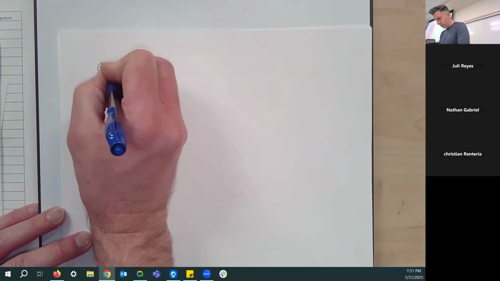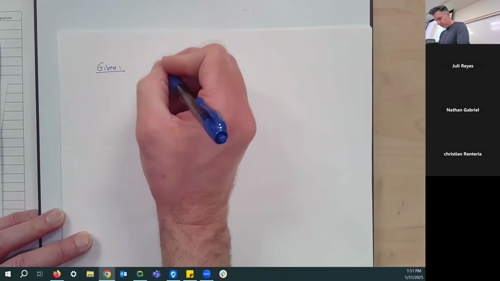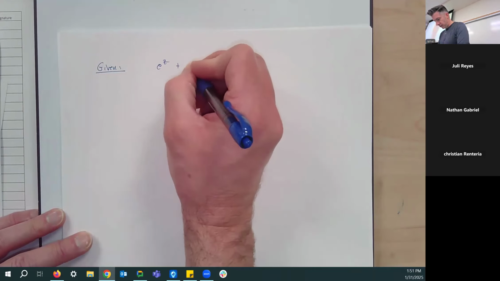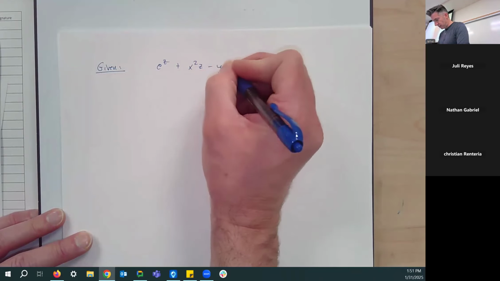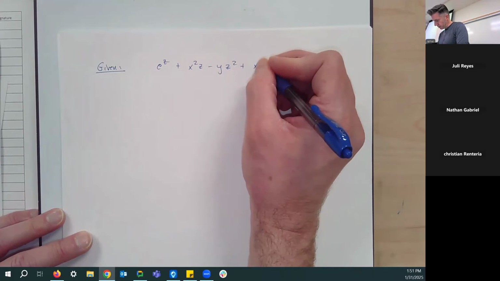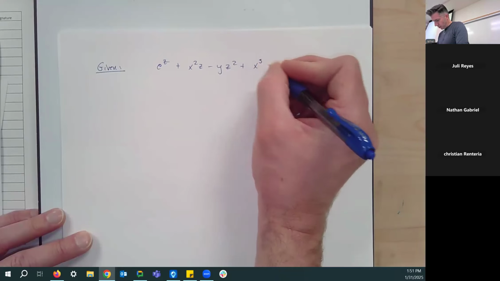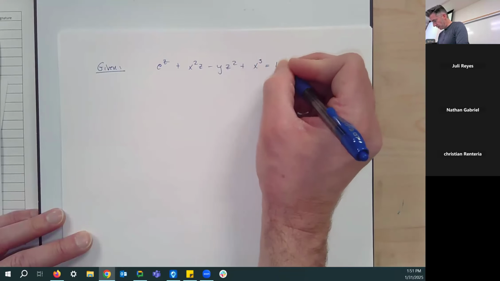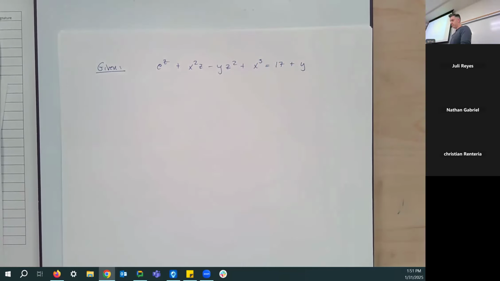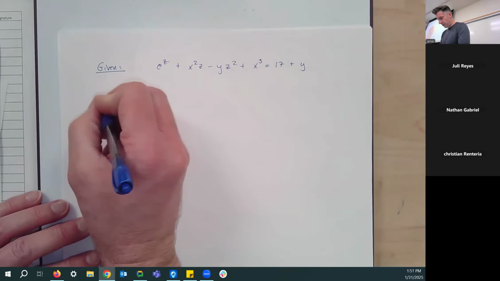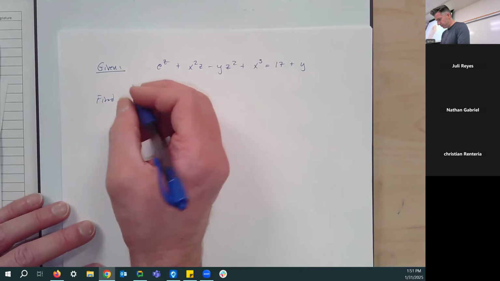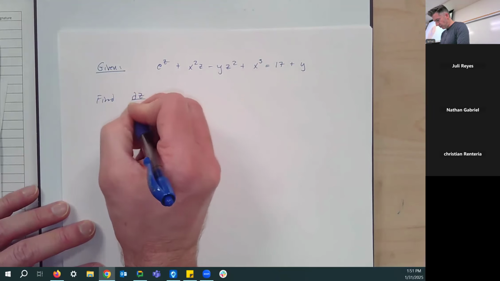So given the equation e to the z plus x squared z minus y z squared plus x to the third equal to 17 plus y, find del z del y.